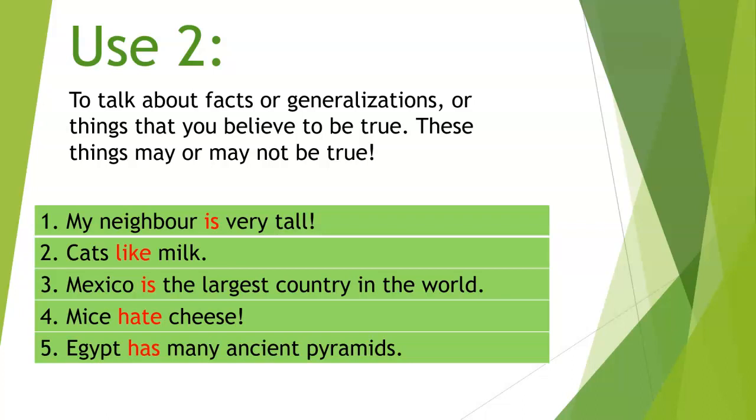Okay, let's take a look at use number 2, which is to talk about facts or generalizations, things that you believe to be true. These things may or may not be true. So for example, my neighbor is very tall. I think my neighbor's tall, right? But maybe somebody else, he may not be tall to somebody else, but I think he's tall, so I can use this verb tense. Cats like milk.